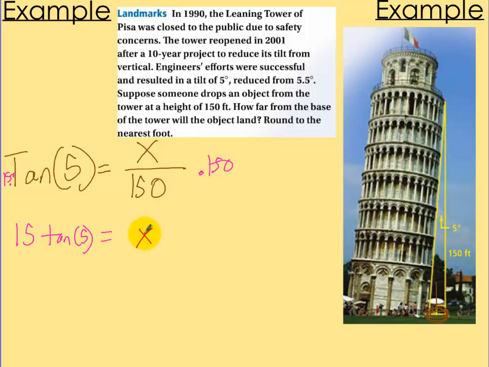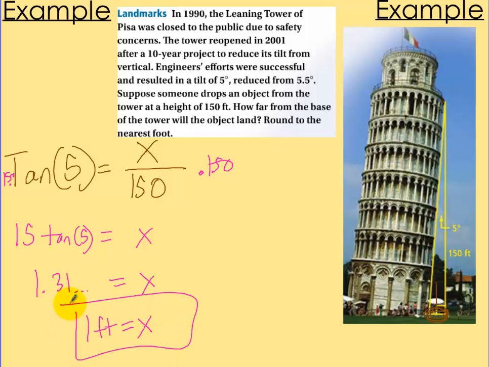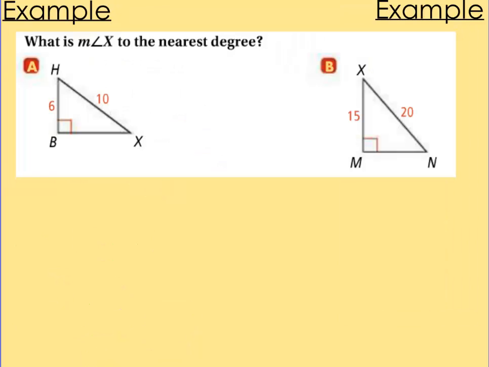Well, you have to plug it into the calculator. That's why I said you had to have these. So 150 times tangent of 5 is going to be, and make sure it does it in decimal form, about 1.31 and change. It says round to the nearest foot, so x is going to equal 1 foot. And that's my answer. Next one. Pause the video.